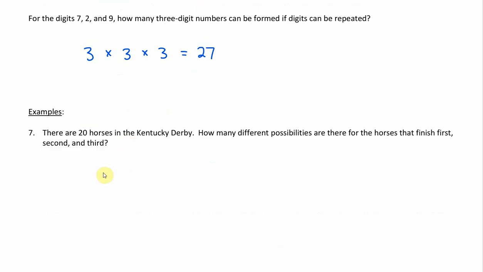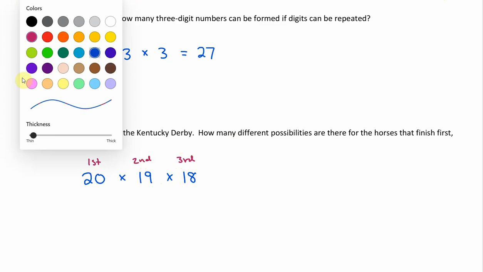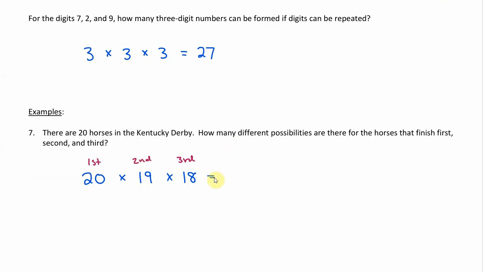Well, then there would be 20 options for finishing first if there are 20 horses to begin with. But then one of them has to finish first, so then there are only 19 options for finishing second. But then if one finishes first and another one finishes second, there are only 18 options left for finishing third. So we got first, second, and third. And if you multiply this out, this is a decent sized number. You end up with 6,840.